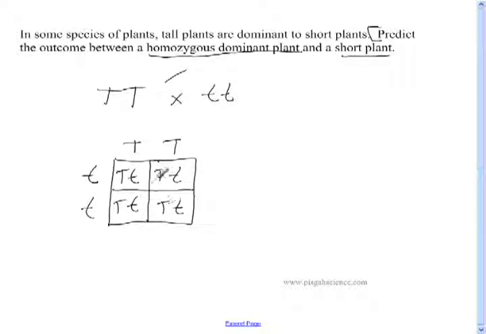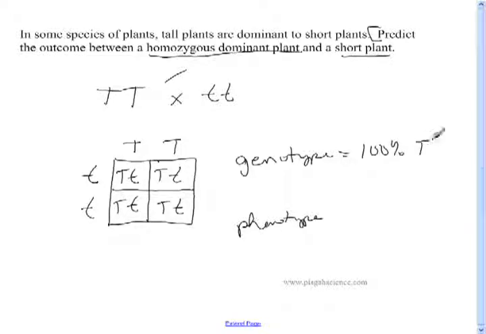That fills in our box, but that's only part of the problem. We now have to come over to the side and we need to do the genotype, and we also need to do the phenotype. To do the genotype, we need to look at all four boxes. And we want to ask ourselves how many of the boxes are the same. And in this case, 100% of our boxes are going to be capital T, lowercase t. Because all four of your boxes, 4 out of 4, are capital T, lowercase t.